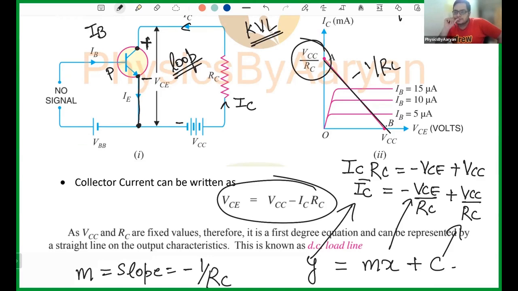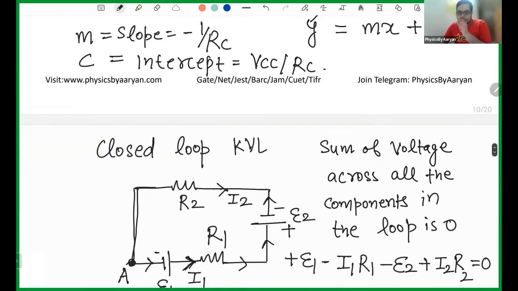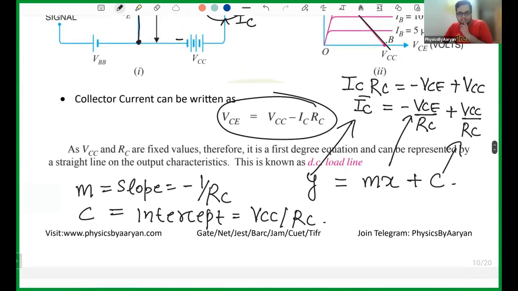Is it okay? How do you draw this line? This is known as the load line. This is how you draw the load line. What is the intercept of the load line? It is VCC by RC. So if you do this divided by this, you will get the intercept of the load line. And what is here? It's just VCC.